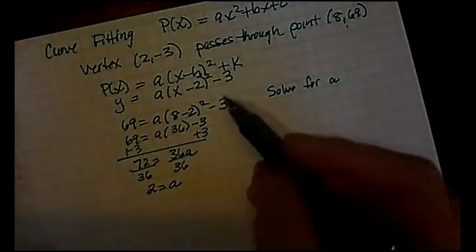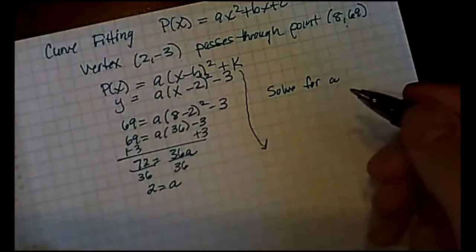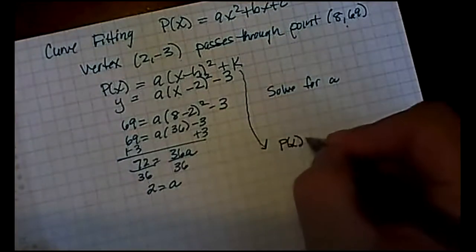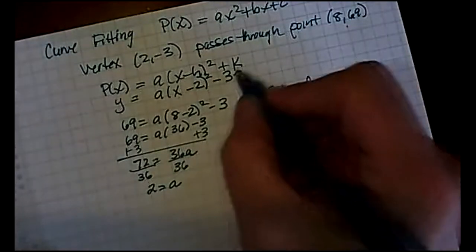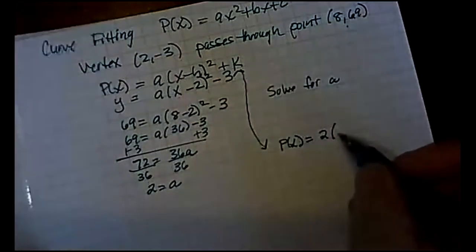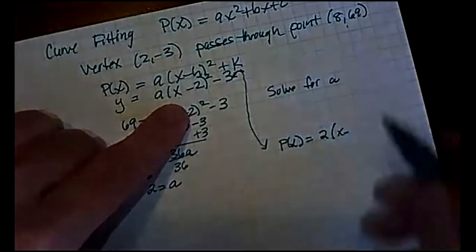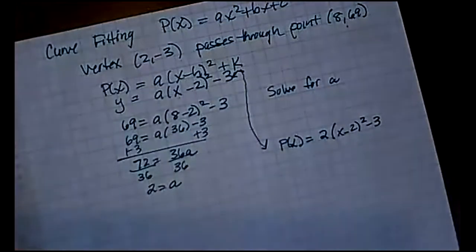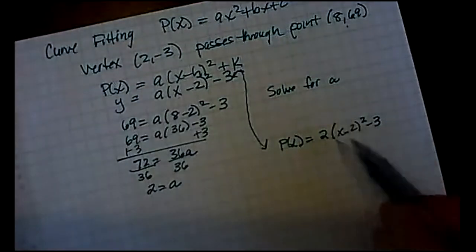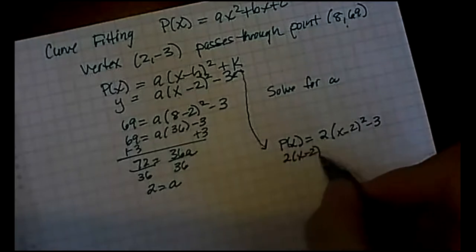So just come back to this equation right here. And we now know that p of x is equal to 2 times, I'm just going to fill in the x minus 2 squared minus 3. And we're going to get it into standard form, we just have to multiply all this through. So recognize that this is saying x minus 2 times x minus 2.